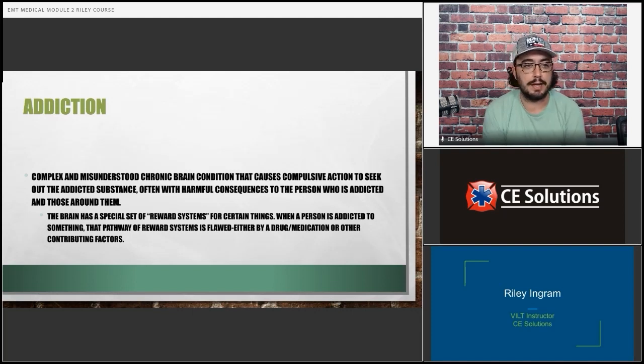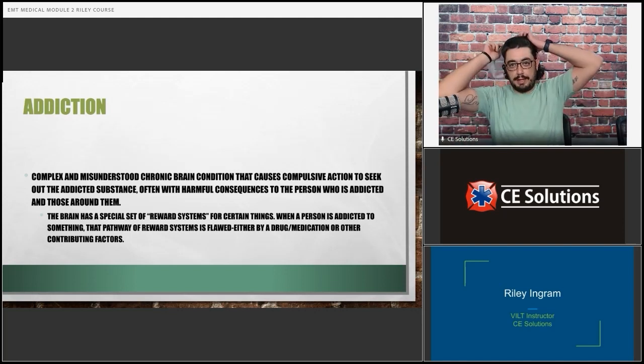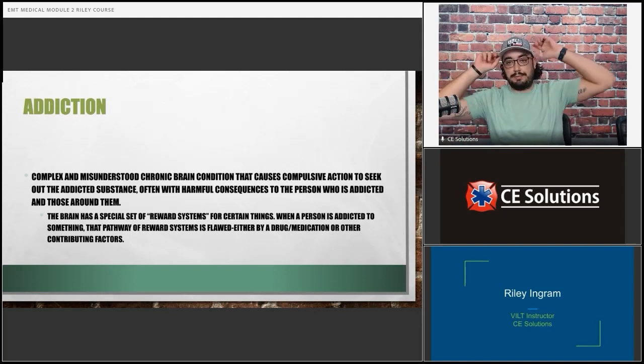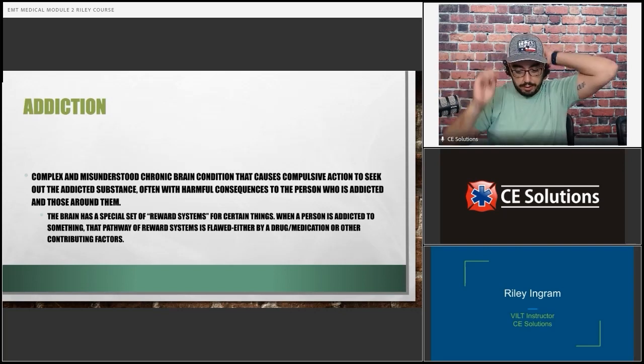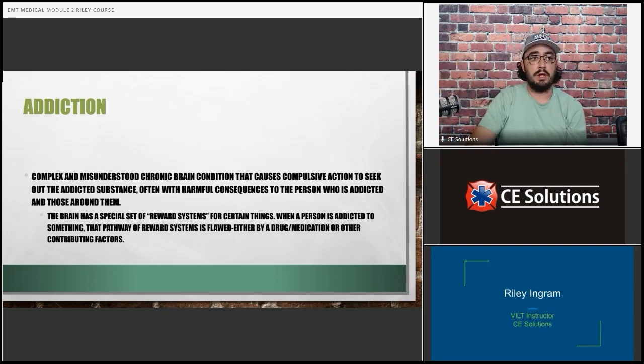So our brain has a special set of reward systems for certain things. When we get addicted to something, that reward pathway system is going to be altered or flawed, if you will. The drug goes in and alters that pathway system for dopamine release. Once the brain figures out, oh, if I take this drug, I'll dump my dopamine, you've got that common understanding with yourself. That's when addiction starts, right? It is. There are lots of predispositions to it, but this can be self-inflicted, right?